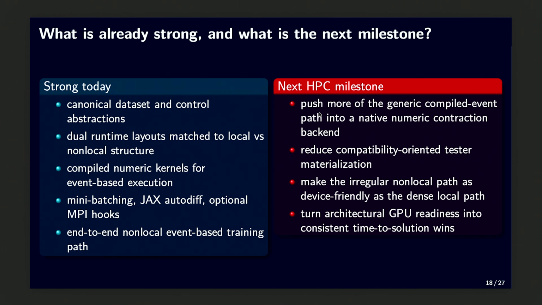The next HPC milestone is to push more of the generic compiled event paths into a native numeric contraction backend, and all of this is for the non-local one. The second one is to reduce compatibility-oriented tensor materialization. Make the irregular non-local paths as device-friendly as the dense local paths, and turn the architectural GPU readiness into consistent time-to-solution wins.